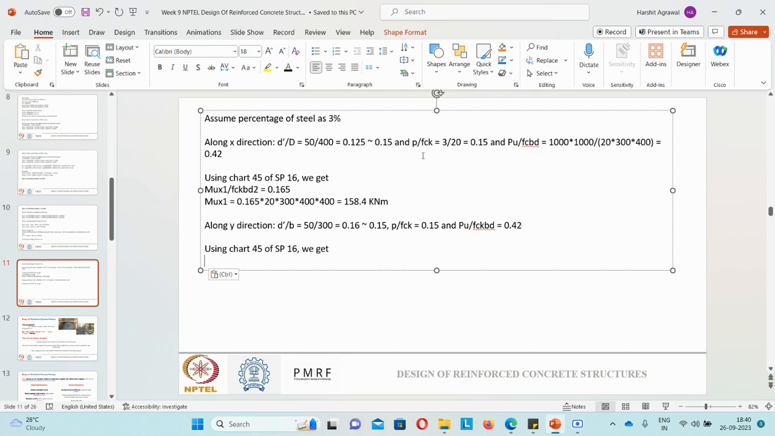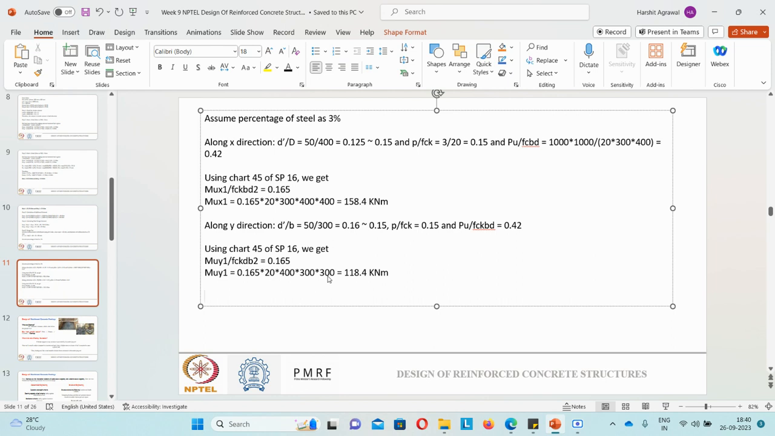we get the same value. Since all the values are the same, this value again will be the same. So Muy1 will be the same as Mux1. Muy1 and Mux1 both will be the same for us. Just one change in calculation will happen: instead of bd square, it will be db square. Since our b and d are changing, it will be db square. So this value now will change to 118.4 kilonewton meter.